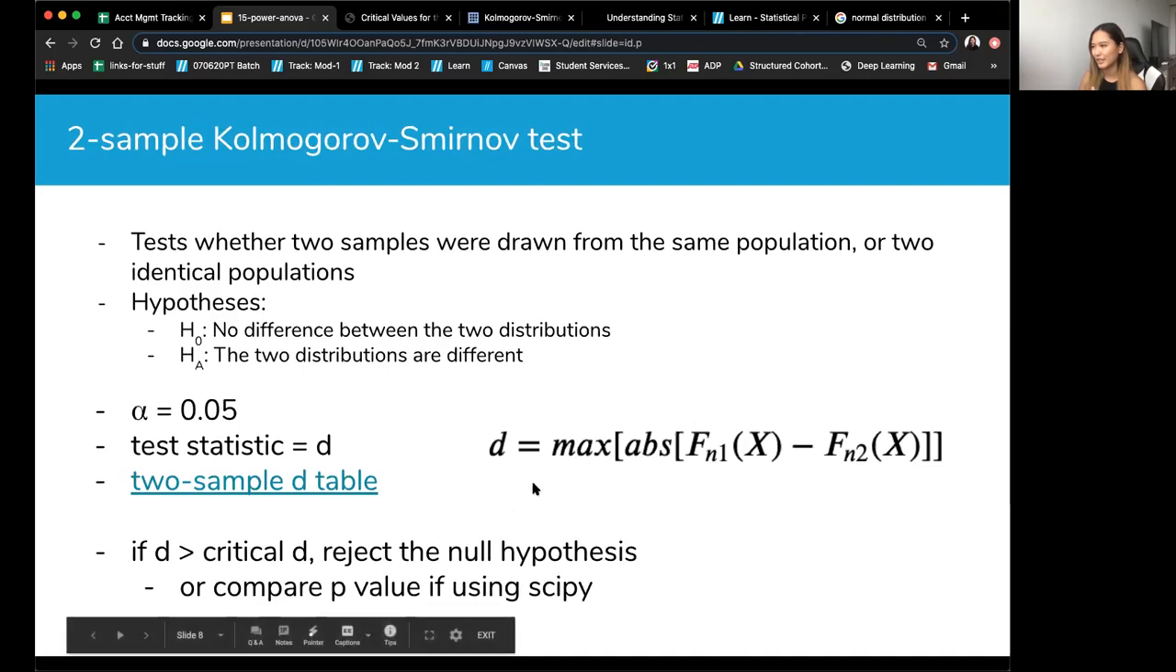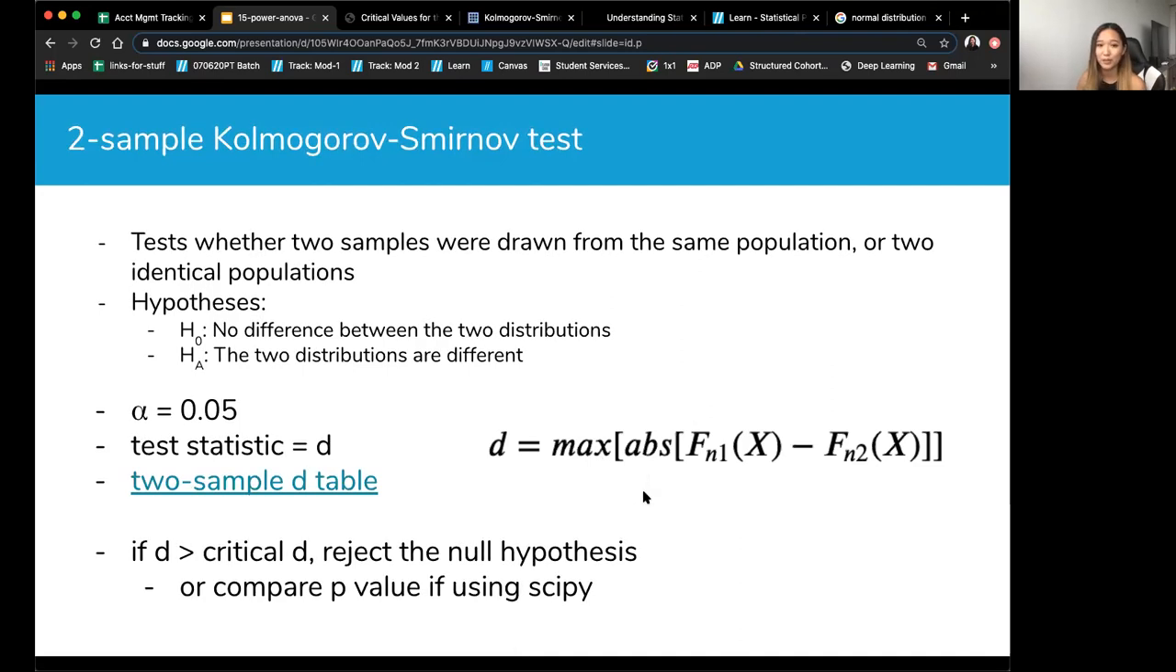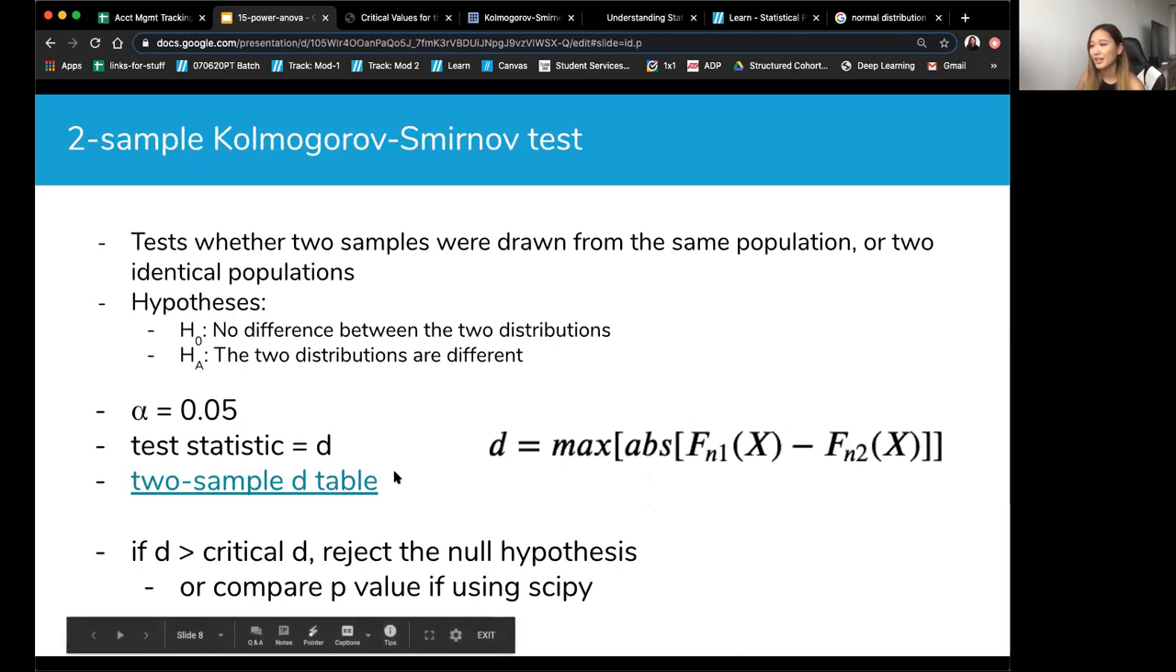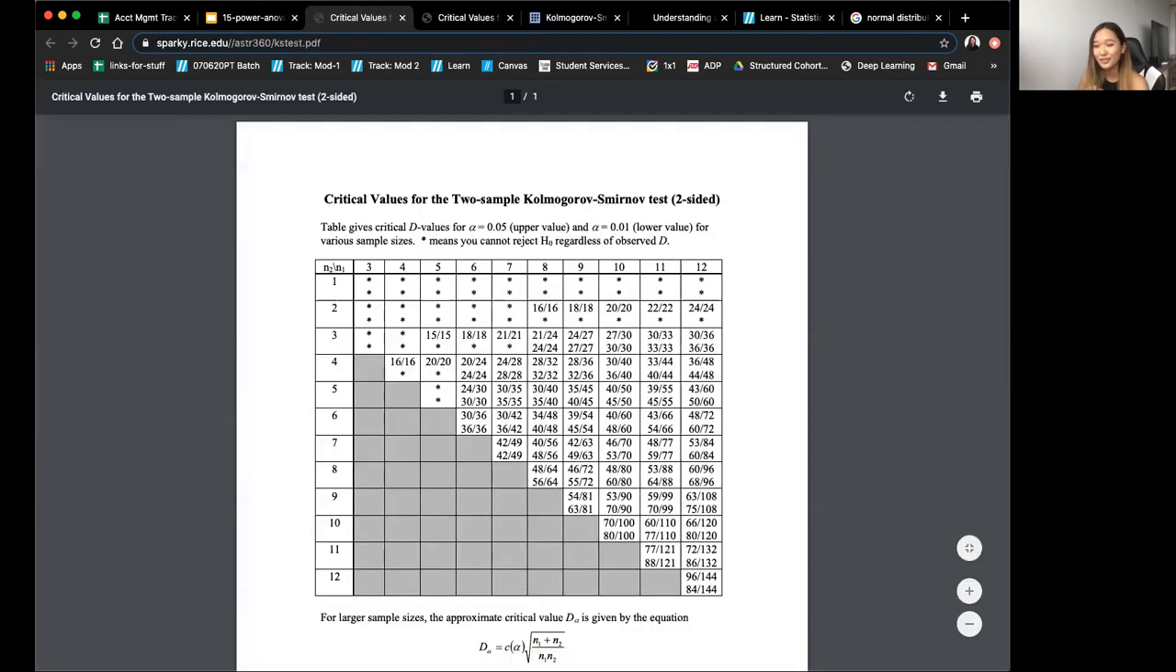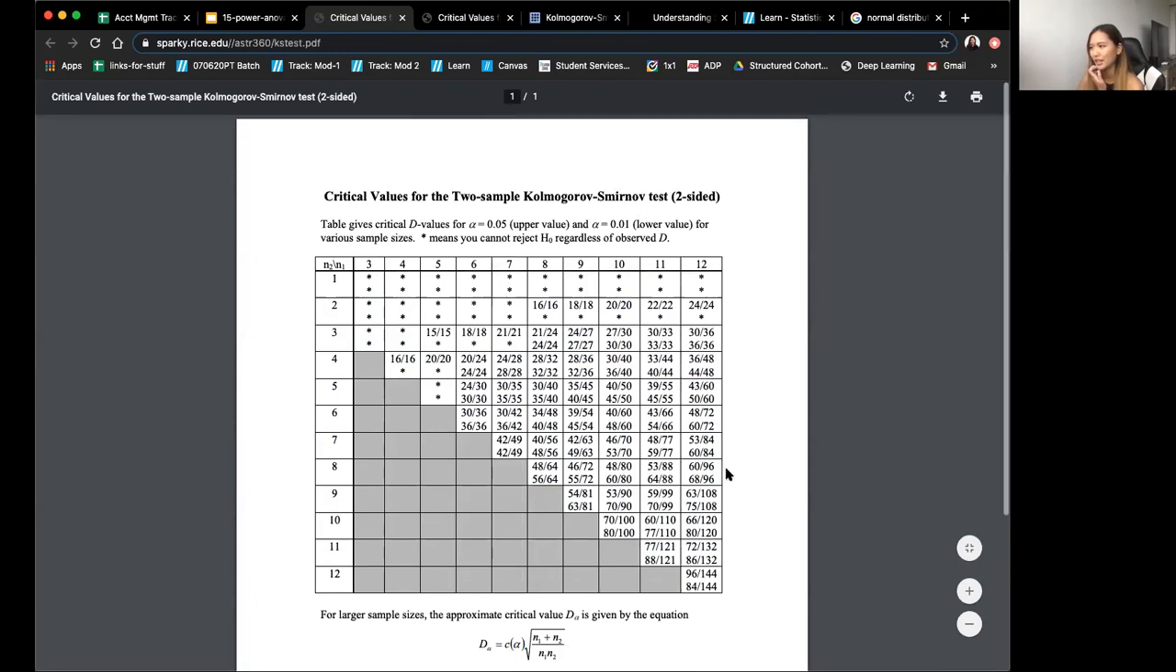Where was I? Yeah, calculating the D statistic, very similar. Again, greatest vertical distance between the two curves. And the two sample D table is a little bit different, but it's just the number of things in each sample. It goes up to 12 on both ends here. And then you have these numbers over here.